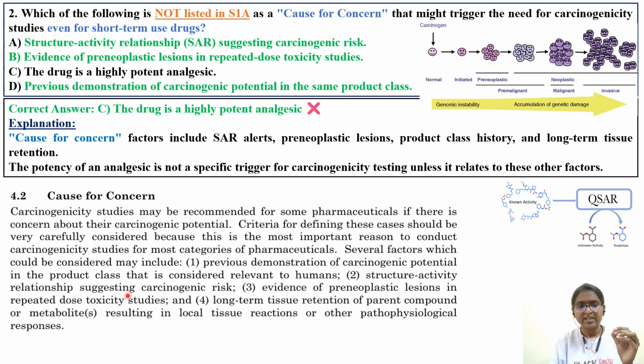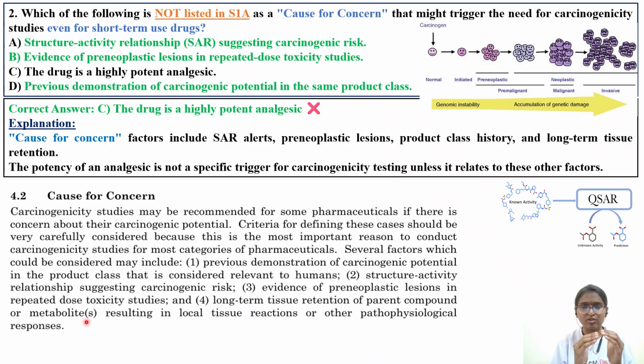Third, evidence of pre-neoplastic lesions in repeat dose toxicology studies. So all these 1, 2, 3, they are there in the options only. If you know the guideline, this particular paragraph, you will be able to answer this question. Fourth option is long-term tissue retention of parent compound or metabolite. As I told you, it also depends on the pharmacokinetics. What is the half-life of the drug which you are administering?